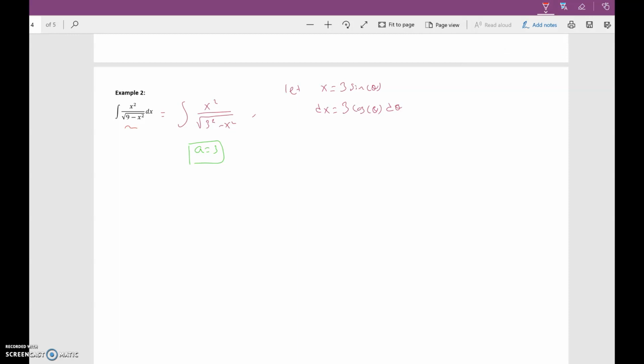Okay, so let's take a look. Let me first evaluate the x squared. So this is equivalent to the integral, and this will be 3 sine of theta, technically squared. Oops, I forgot the dx. Now your dx is going to be 3 cosine of theta d theta over the square root of, let me just write it as 9 minus technically the 3 sine of theta squared.